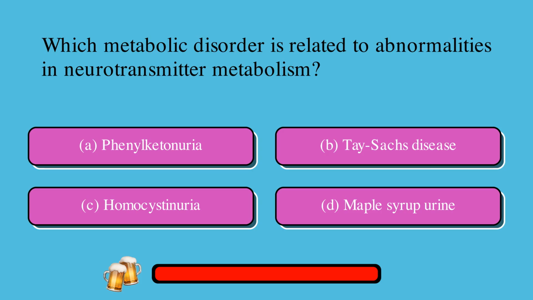Which metabolic disorder is related to abnormalities in neurotransmitter metabolism? A. Phenylketonuria, or B. Tay-Sachs disease, or C. Homocystinuria, or D. Maple syrup urine? The correct answer is C, homocystinuria.